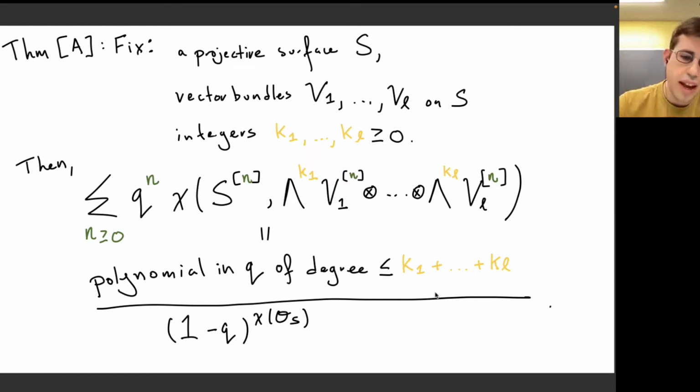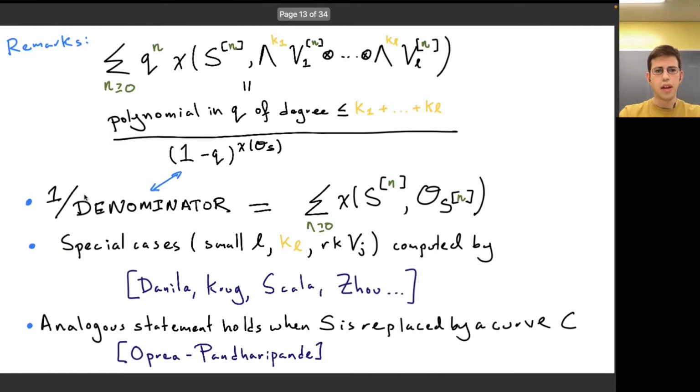in the bundle. And this is divided by 1 minus q raised to the power of chi of O_S. And so if chi of O_S is negative, then this is some polynomial. And if chi of O_S is positive, then we get some rational function whose denominator we can control. Okay. And so let me make some remarks about this theorem. So this denominator, we saw, already comes from the most simple example that we already computed, the Euler characteristic of the structure sheaf of the Hilbert scheme.